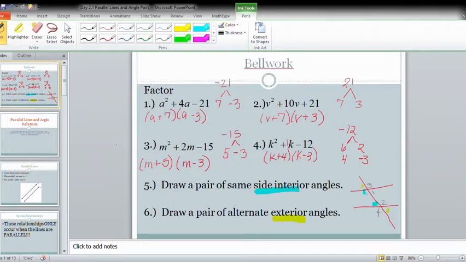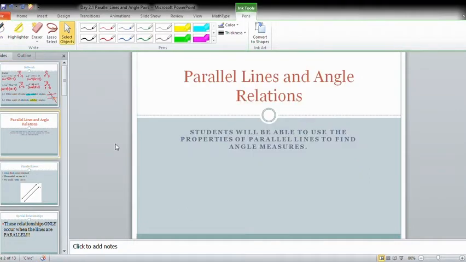All right, let's take a look at our lesson for today. So, learning target, you will be able to use the properties of parallel lines to find the angle measures. So that is your learning target for today.